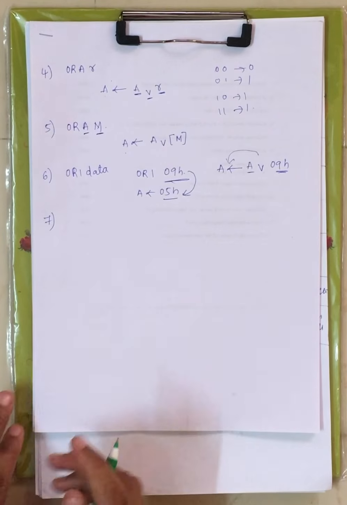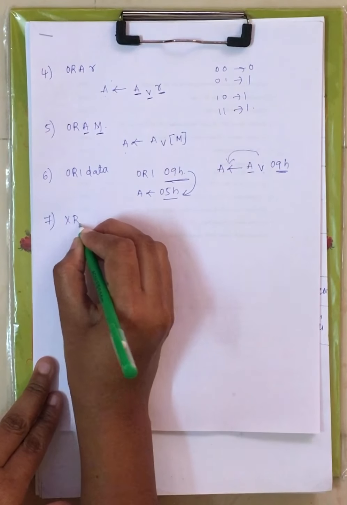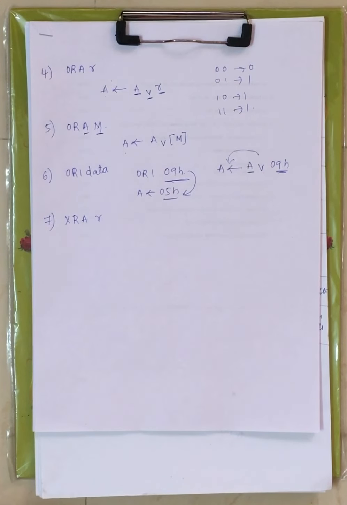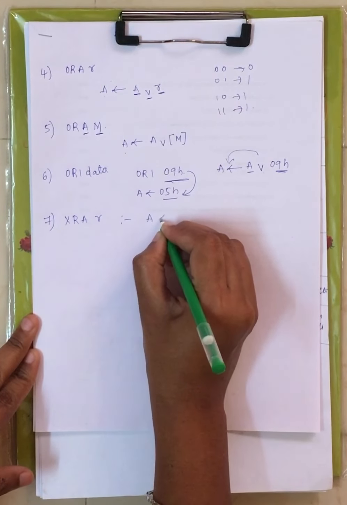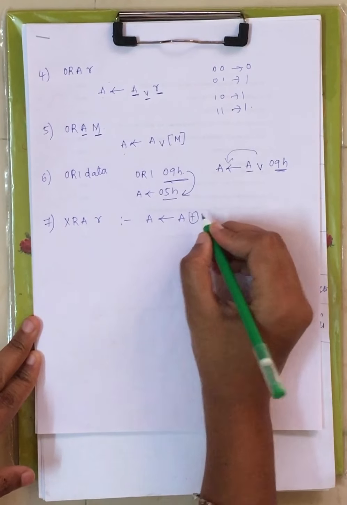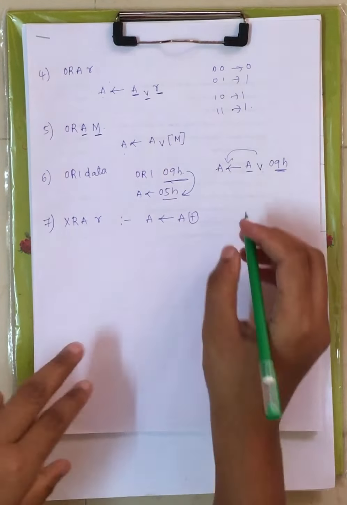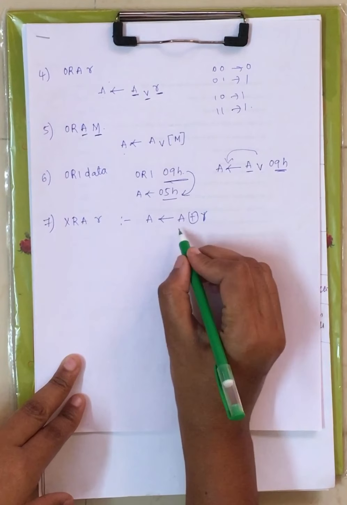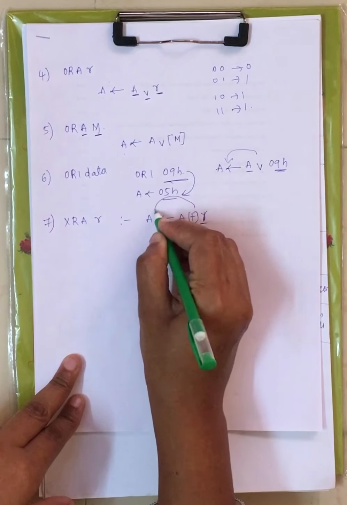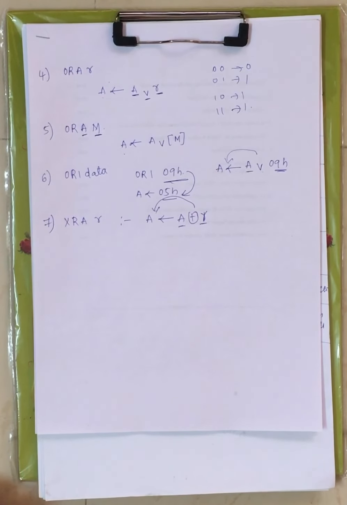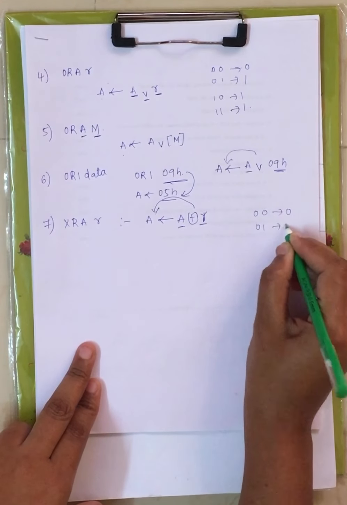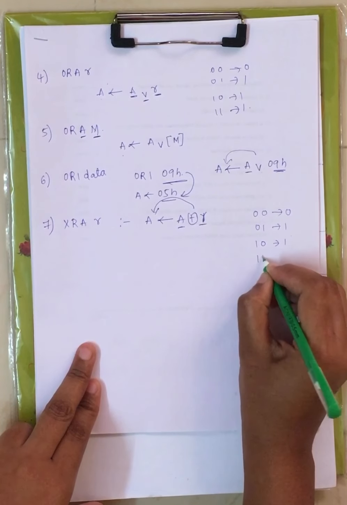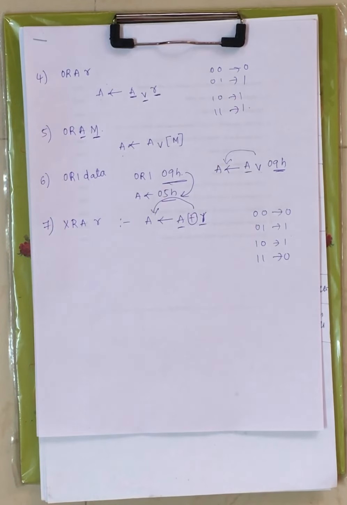Now coming to the 7th instruction, you have XRAR. Now this is the logical XOR operation, right? The symbol is like this, you are performing the exclusive OR operation between the contents of the accumulator and the contents of register R, and the result is stored in the accumulator itself, right? Now what is the XOR table? For 0 0 the output is 0, for 0 1 it is 1, for 1 0 it is 1, and for 1 1 it is 0. This is the exclusive OR table, right?